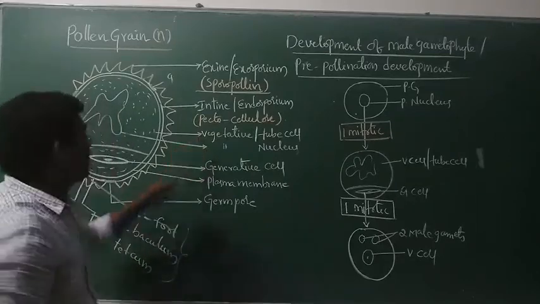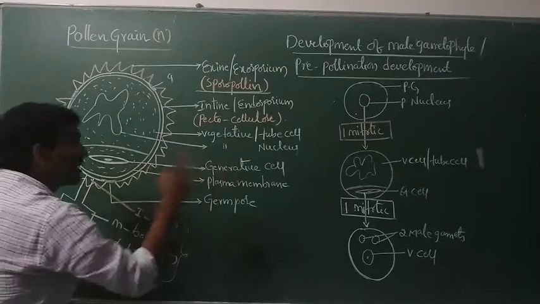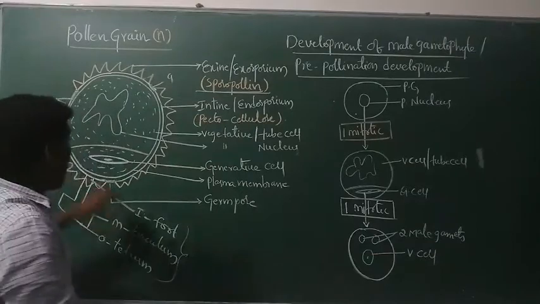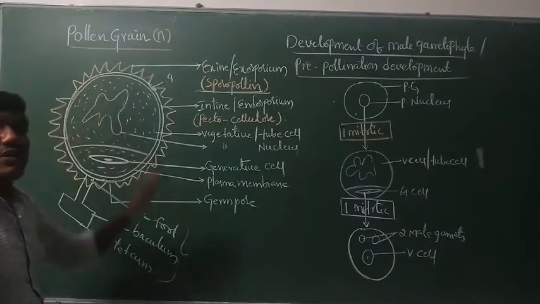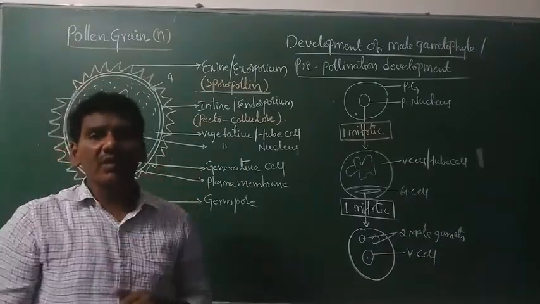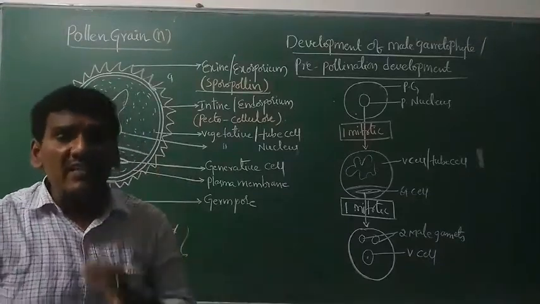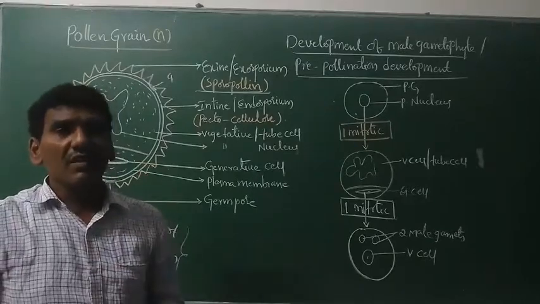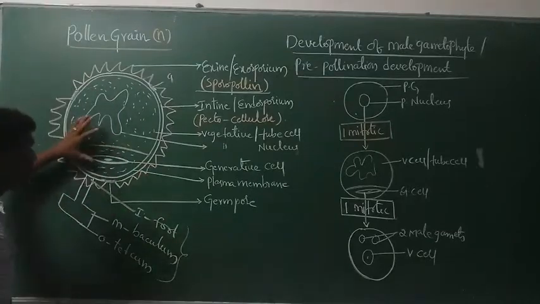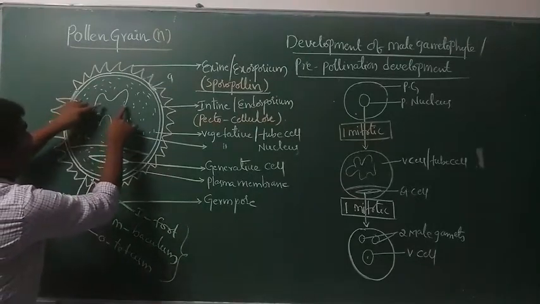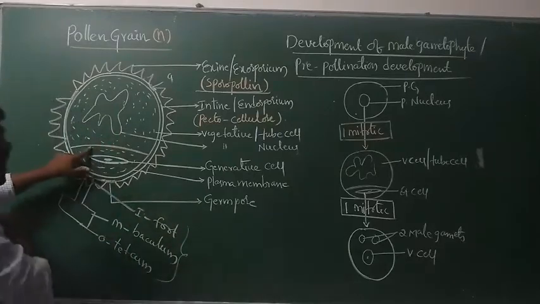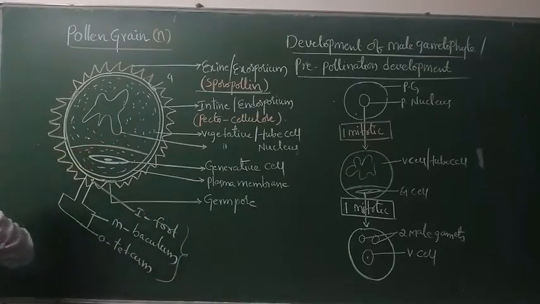Next one, the second one is the generative cell. The generative cell is smaller and freely floating in the cytoplasm of the vegetative cell. Why is the generative cell freely floating in the cytoplasm of the vegetative cell? Initially, in between the vegetative cell and the generative cell, a temporary callose layer is present. This is called the callose layer.